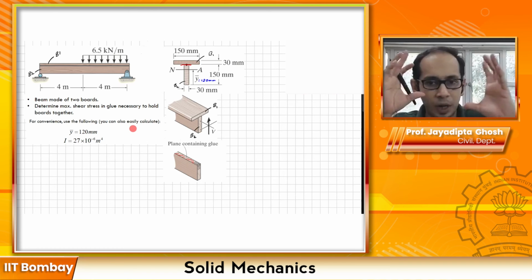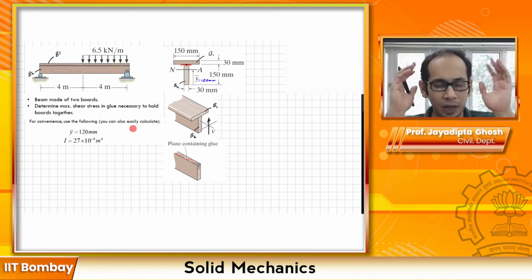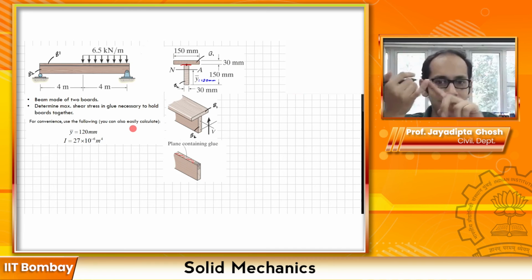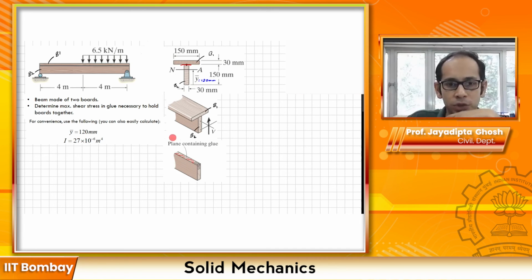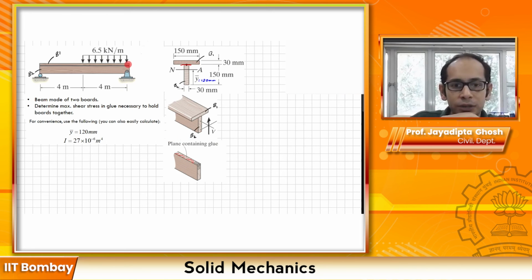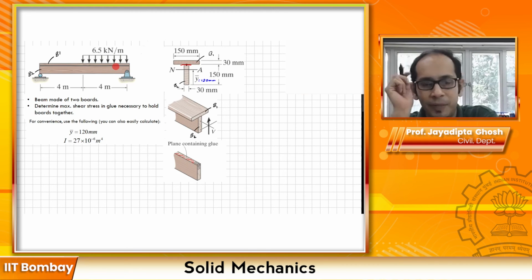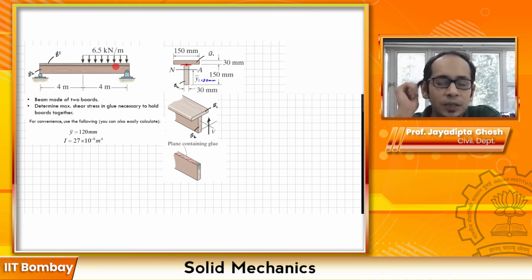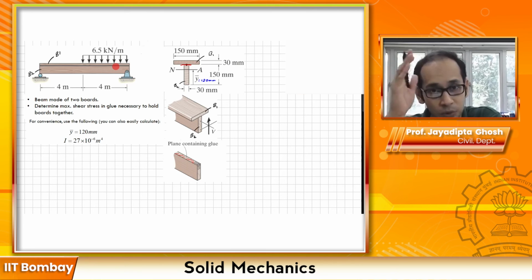So now coming back to the problem, your problem is clear. You have a beam with loads. The cross section is made up of two boards, and these boards are joined at the interface with this glue. So the problem asks you the maximum shear stress in the glue. Now this glue, which runs throughout this beam, is going to have shear stress at every point. But where is it going to have the maximum shear stress? You are right, it is going to have the maximum shear stress in those sections, and adjacent to those sections, where you are going to have the maximum shear force.